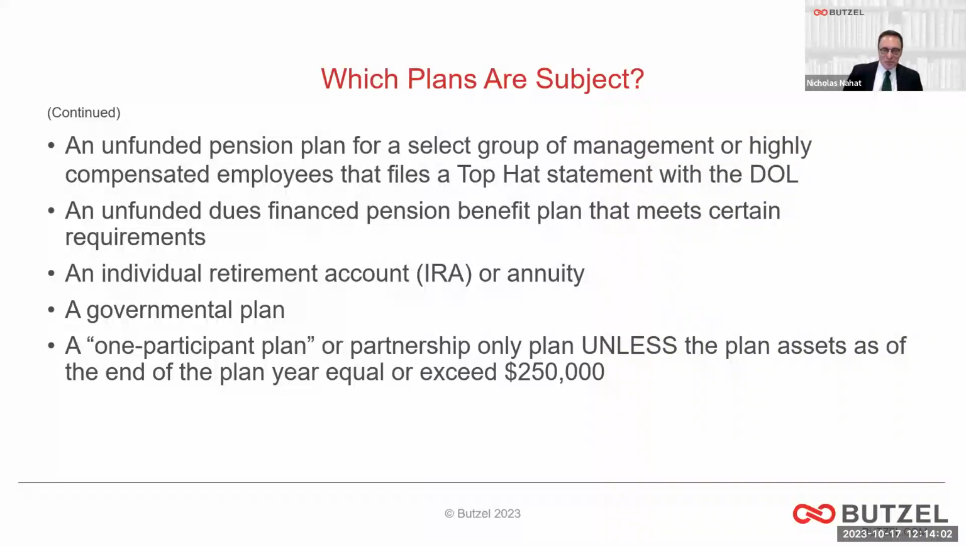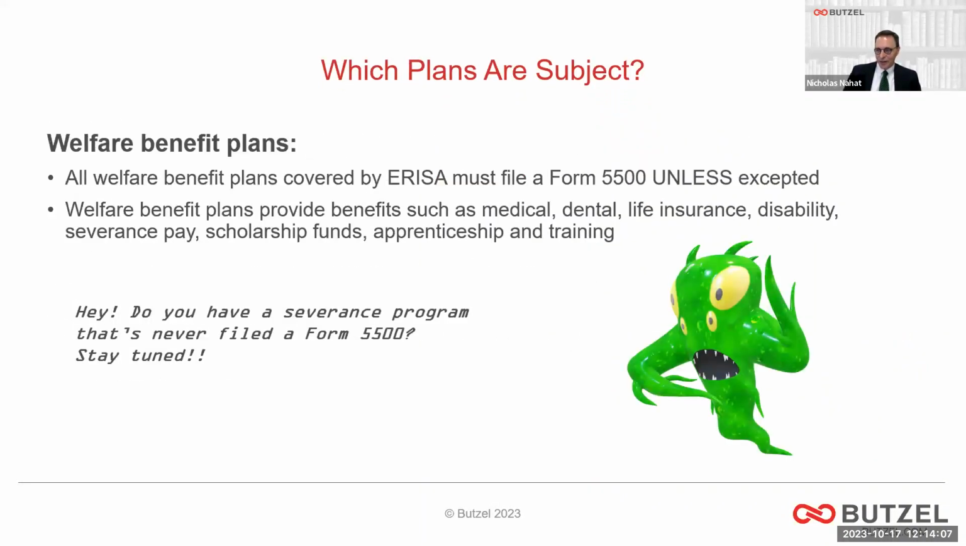That said, let's move on now to slide 8, health and welfare plans. So all welfare benefit plans covered by ERISA have to file the Form 5500, again, unless there's an exception. Often, I'm going to speak in general terms. There are a lot of exceptions carved into the law, the Retirement Security Act, and the Internal Revenue Code.